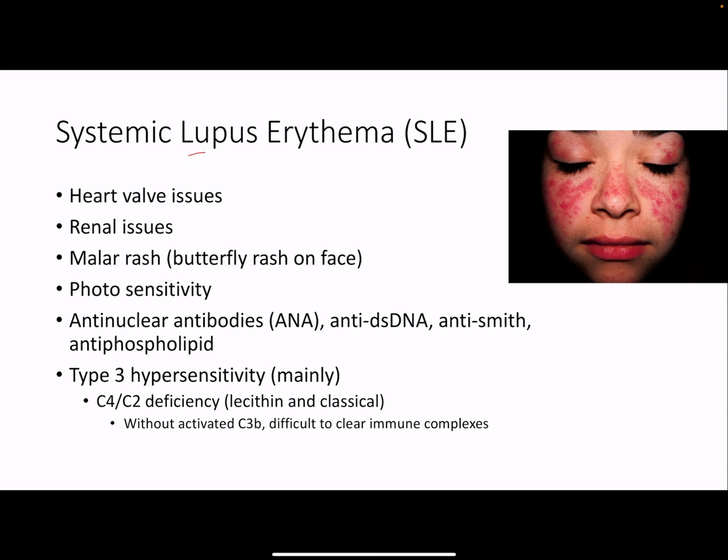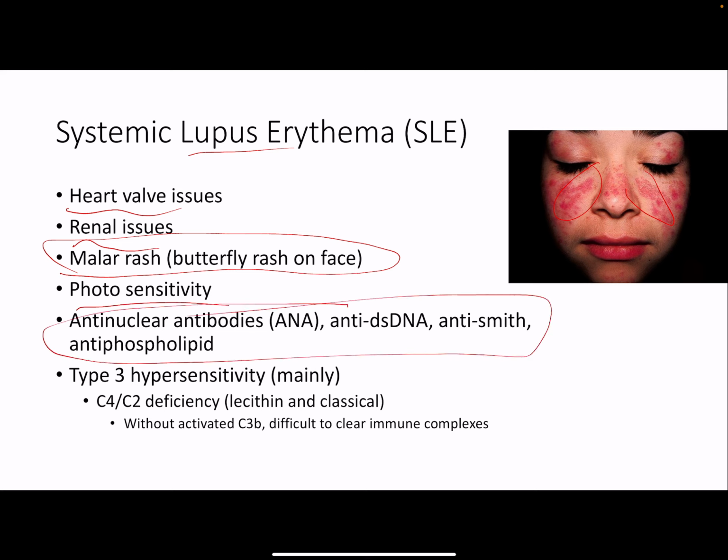All right, lupus, SLE. So you're going to have heart valve issues, renal issues. We'll talk about those more in later sessions. This is a big one. You've got this big old butterfly rash on the face over here. Photosensitivity is another big one. And then there's a bunch of different antibodies that you guys will be responsible for knowing. The antibodies are often going to be a big clue in the vignettes about what somebody has.